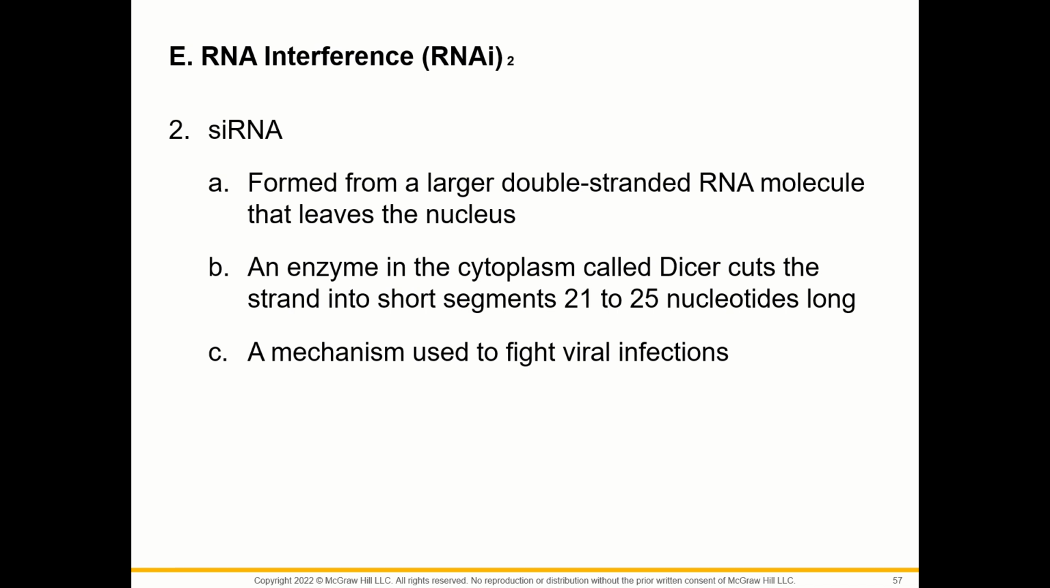Short interfering RNA, or siRNA. It's formed from a larger double-stranded RNA molecule that leaves the nucleus. An enzyme in the cytoplasm called dicer cuts the strand into short segments 21 to 25 nucleotides long, and it's a mechanism used to fight viral infections. Ooh, I wonder if that's where the COVID vaccine had come from. Interesting.